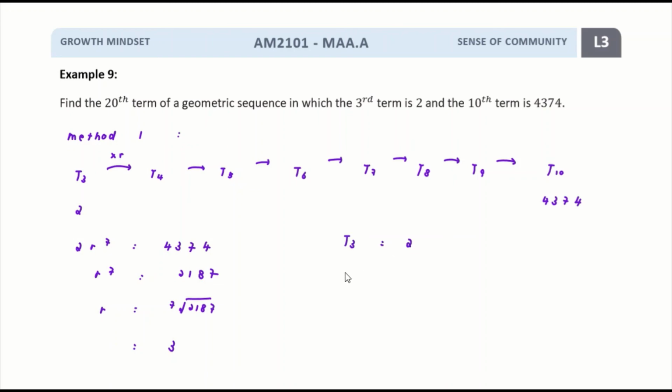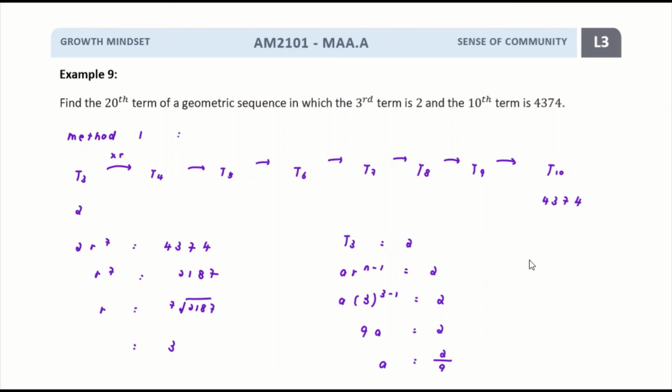The third term is ar^(n-1) equal to 2. The a we don't know, that is what we want to find, but we know r is 3 already. The n here is 3, so n minus 1 is 3 minus 1 equals 2. Let's solve it: 3 to the power of 2 is 9, so 9a equals 2, which means this term starts from a equals 2 over 9.